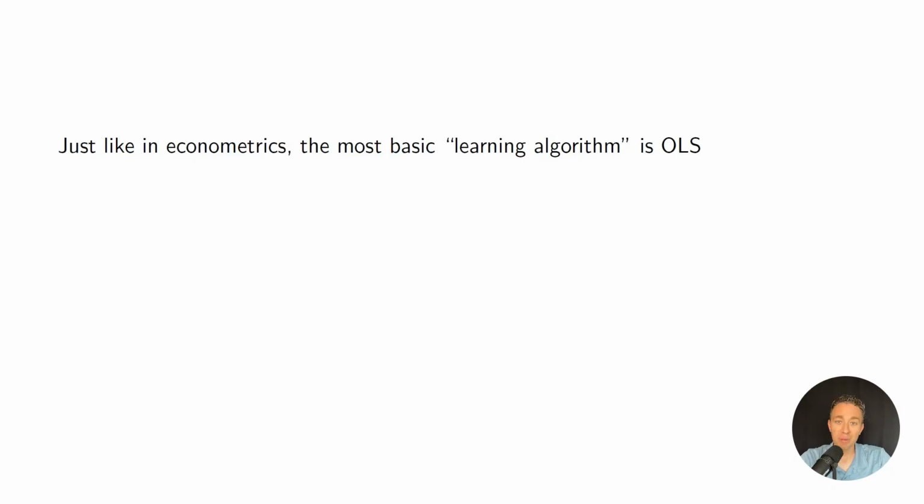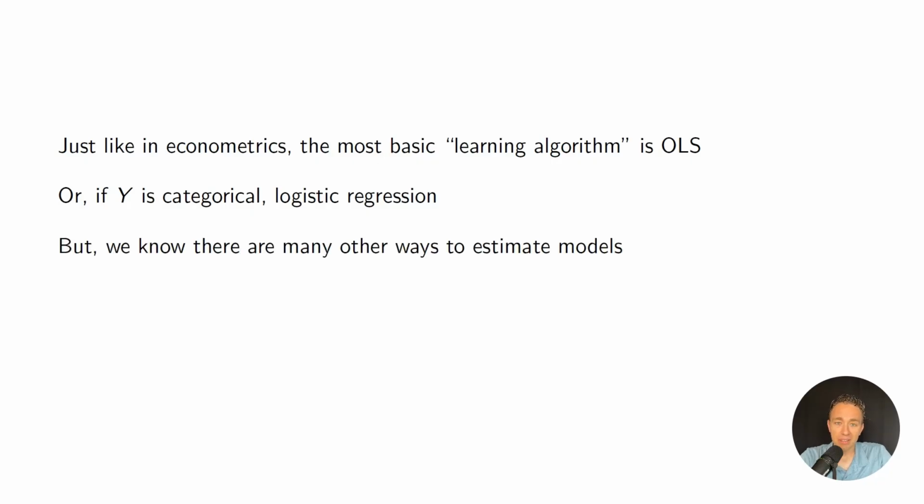And we can start in the same place that we start with econometrics, which is linear regression. This, in machine learning, is the most basic learning algorithm. And just like in econometrics, if we have a binary outcome variable, the logit model is the place to start. And in machine learning, this is called logistic regression. But as with econometrics, there's a lot of other ways that we can estimate models. So let's think outside the box.